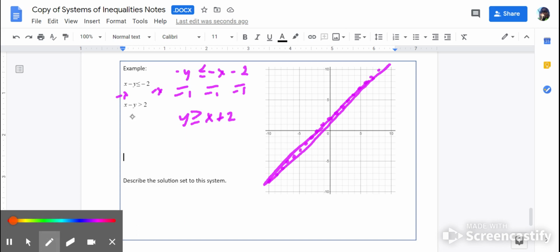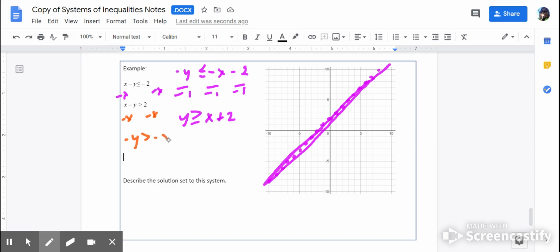The next one, we need to subtract x from each side, so we get negative y is greater than negative x plus 2. Divide everything by negative 1, which means I flip my sign, so y is less than x minus 2. Same slope, so you can notice that our lines are parallel, which means we're going to have some kind of unique answer here. It is just less than, so it remains a dotted line.